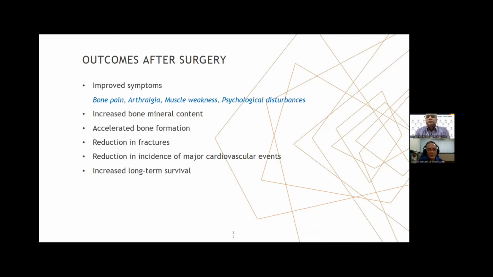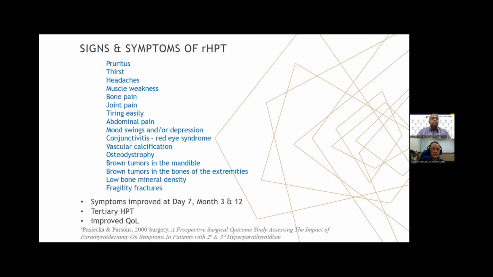Their bones show increased bone mineral content. You get accelerated bone formation, you get reduction in fractures, and the important thing is you get reduction in incidence of major cardiovascular events. And studies have shown they have increased long-term survival. Okay, so these are the positive outcomes of the surgery.